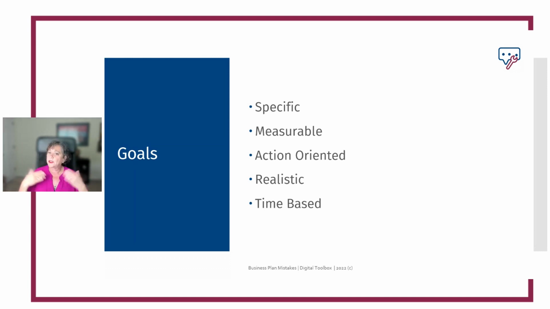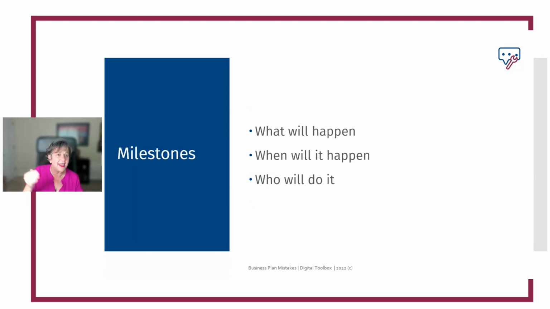Now, if you have sold 10 units a year for the last 10 years, jumping to 100 units, unless you've got a whole new operating plan, is just not realistic. So you've got to have very specific goals. There's got to be a way to take action to make them happen. And then you need to have milestones. What's going to happen, when will it happen, and who's going to do it. Who's going to make those things happen so that you achieve those goals. And those milestones are like little mile markers as you're driving down the highway that tell you you're getting closer.